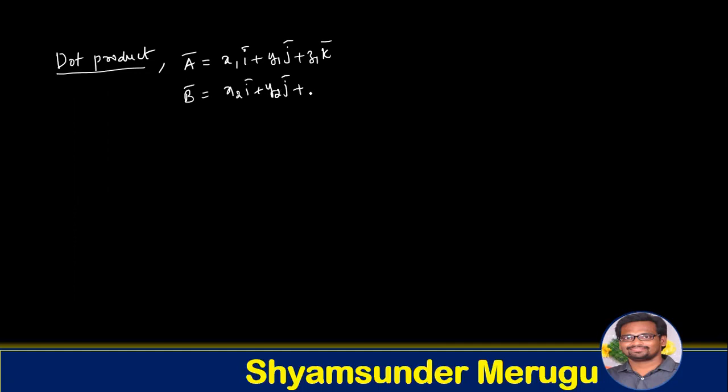Before starting going to the program, we try to have a brief introduction about the dot product. So we are going to see the dot product between two vectors. Let us consider vector a bar is there and a vector b bar is there. So let us have the components of a as x1 I bar, y1 j bar, z1 k bar. So in the same way for b bar, x2 I bar, y2 j bar, and z2 k bar.